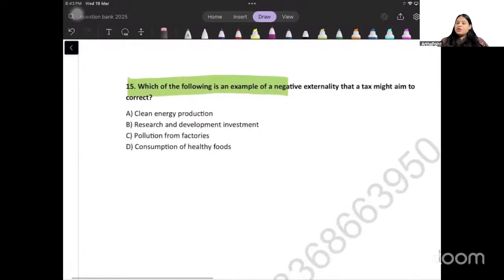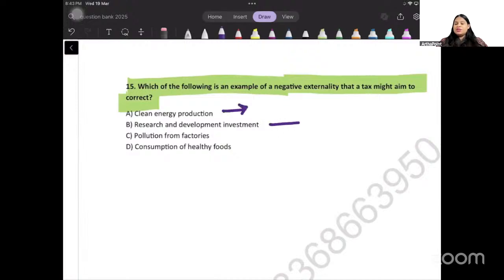ठीक है. Which of the following is example of negative externality that a tax might aim to correct? Try to answer this, beta. Clean energy production, research and development investment, pollution from factory, consumption of healthy food.